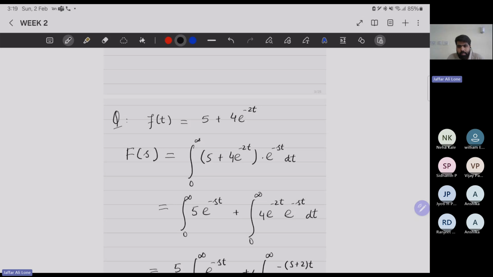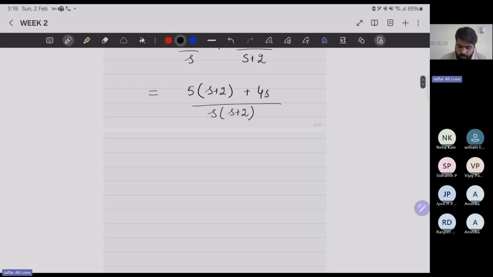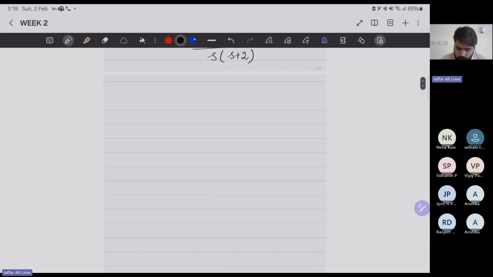So we basically know the Laplace transforms for some functions, and using those values, we can find the Laplace transform of any other function, right? So for that, we will recall some basic transforms of some basic functions, so that we will be able to solve other questions easily, right?